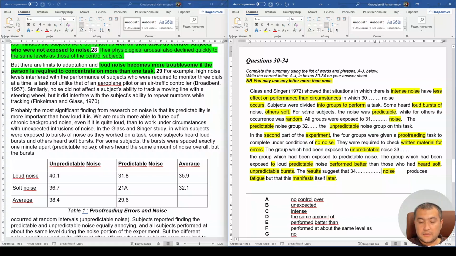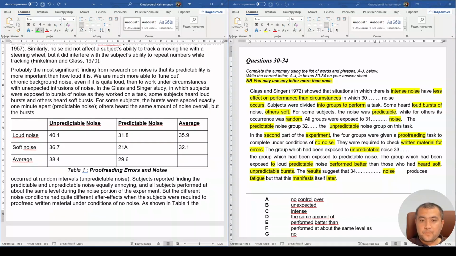Having analyzed it and highlighted the keywords here, let's jump into the text paragraph in order to figure out the answers, right? We have a keyword here, effect on performance than circumstance, right? Which is there is intense noise that has less effect on performance rather than circumstance. And probably the most significant finding from research on noise is that its predictability is more important than how loud it is, right?